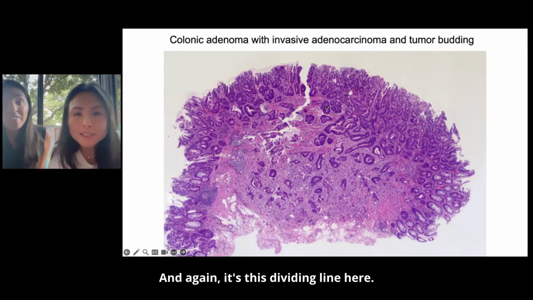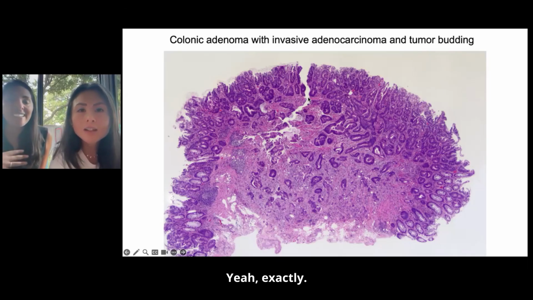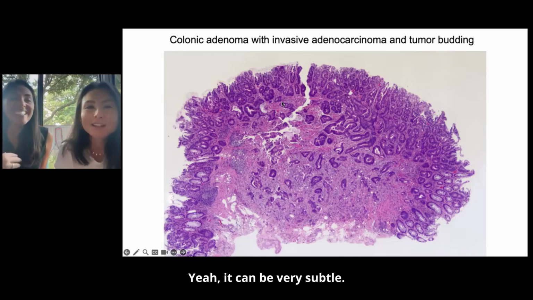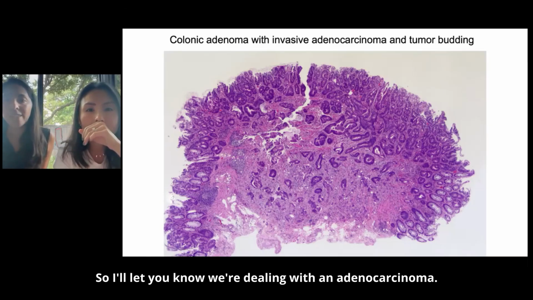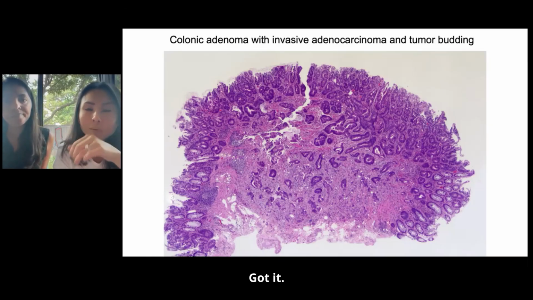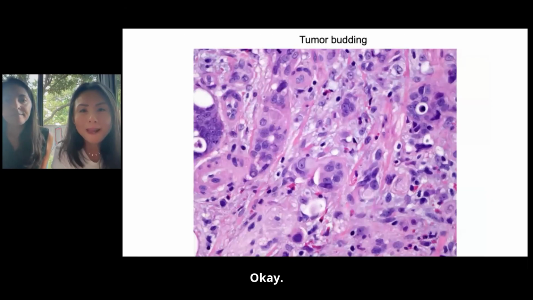So this is kind of the dividing line here. Yeah, exactly. That's very subtle. Yeah, it can be very subtle. And again, it's gland forming, so that lets us know we're dealing with an adenocarcinoma. Got it. Wow. Okay. Very cool.